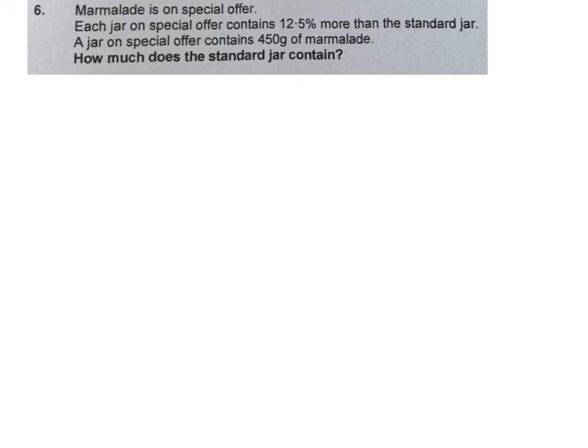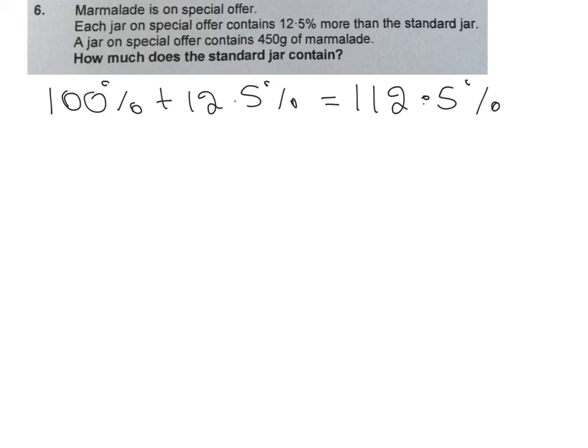Okay, question 6. Marmalade is on special offer. Each jar on special offer contains 12.5% more than the standard jar. A jar on special offer contains 450 grams of marmalade. How much does the standard jar contain? So the jars on special offer are equal to 112.5% compared to the standard jar. It's got 12.5% more.